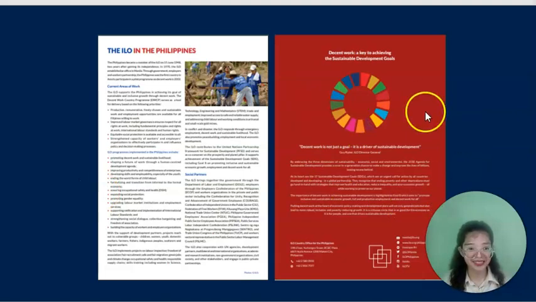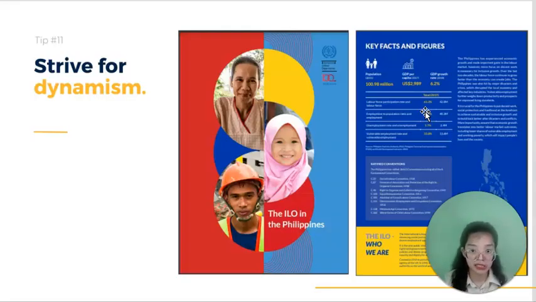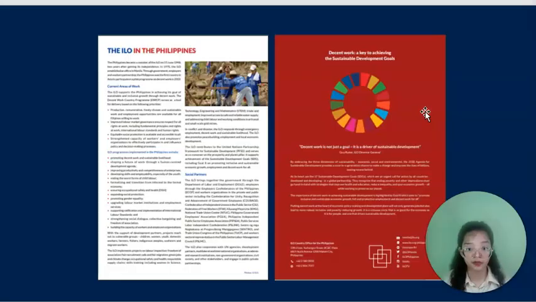So aside from the pictures, we can also see the changes in the layout of the text. The text is not just arranged in a single block. The third page of the leaflet shows the text divided into 2 columns, while the last page shows the text arranged in just a block.